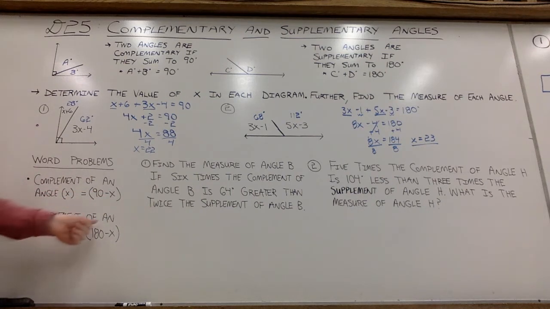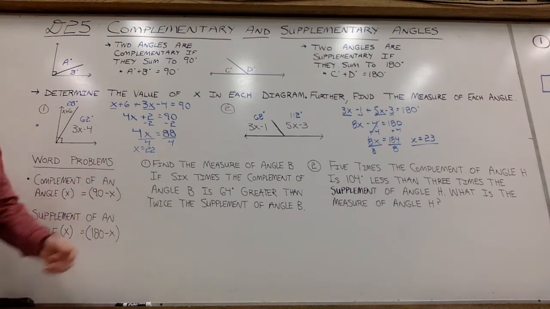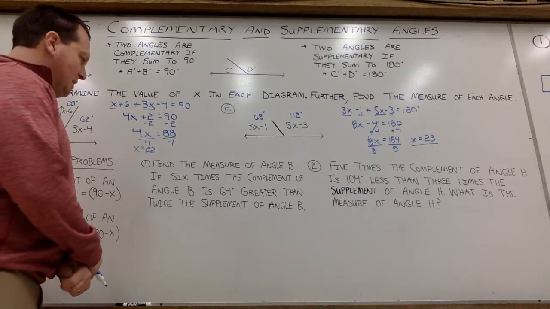Similarly, with a supplement of an angle, if an angle is 100 degrees, its supplement would be 180 minus 100, or 80 degrees. So if I have the supplement of an unknown angle, its supplement would be 180 minus x. All right. Let's take a look here.